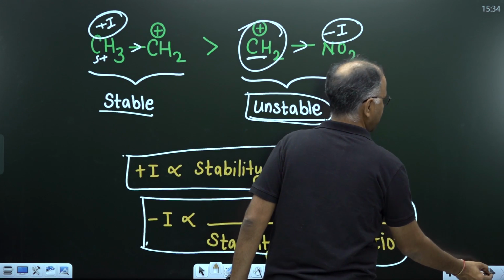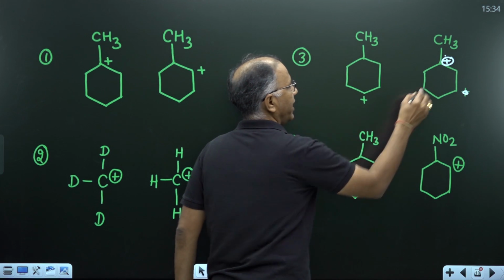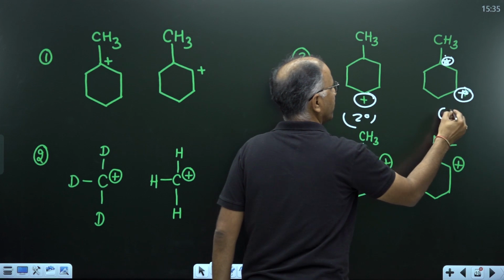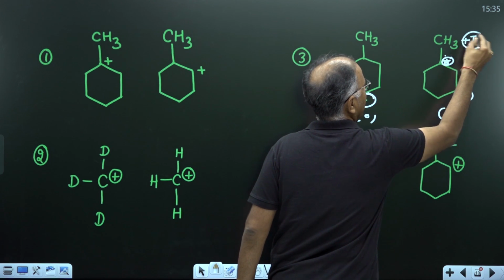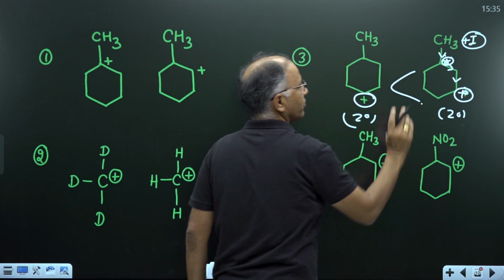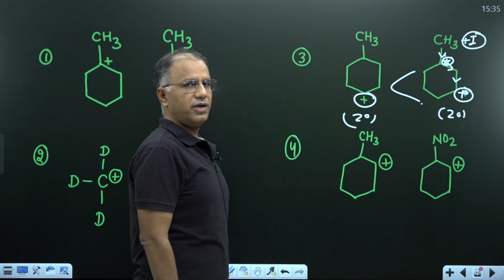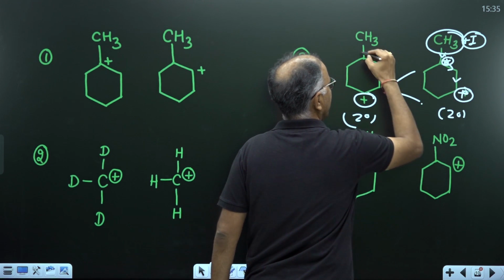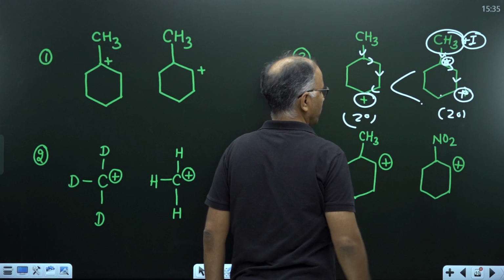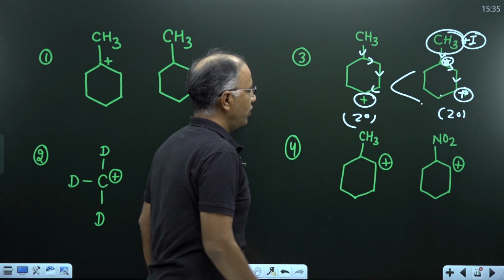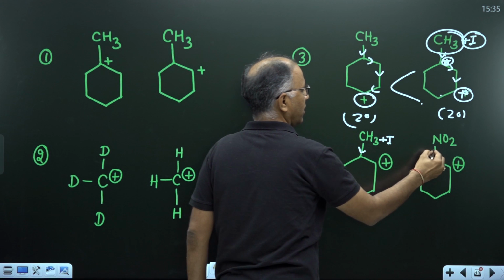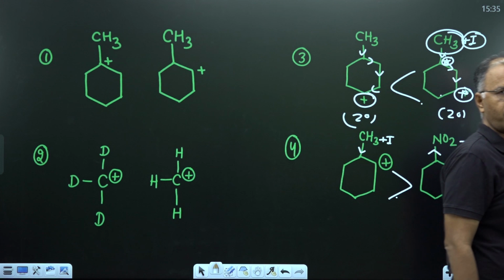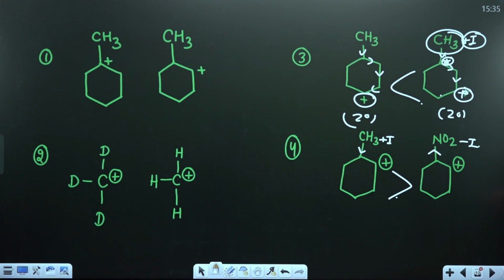We don't have to change that option because we can explain it by the inductive effect. Correct. Both are 2 degree, but this one is nearer to this methyl, which means the second is more stable. Got it? In the original question, both are 2 degree, but in one the plus I is nearer and in the other the plus I is away, so the second is more stable. In the fourth, plus I means stable, minus I means unstable, so the first is more stable than the second. So there is no need to change the option in the third.